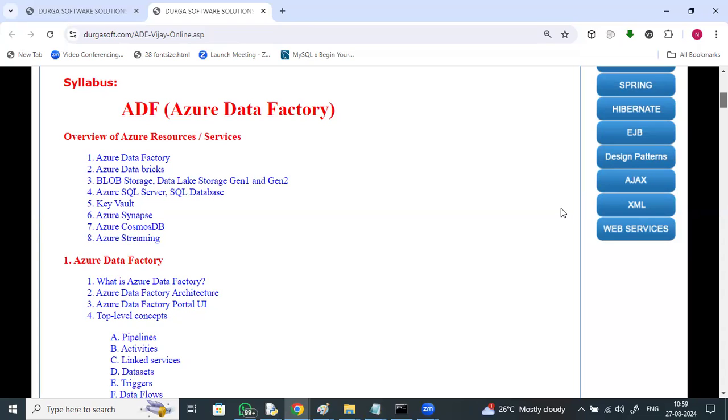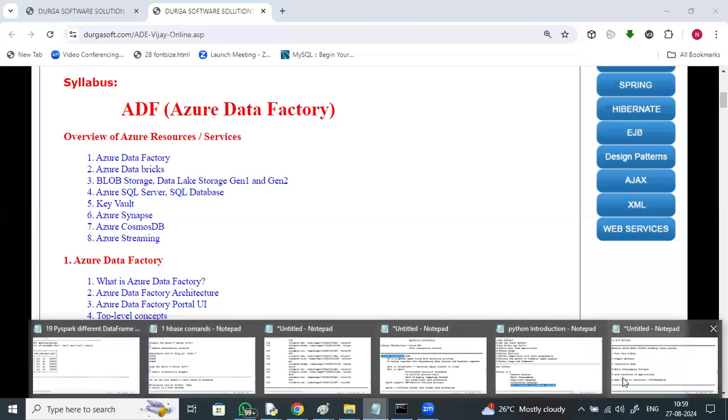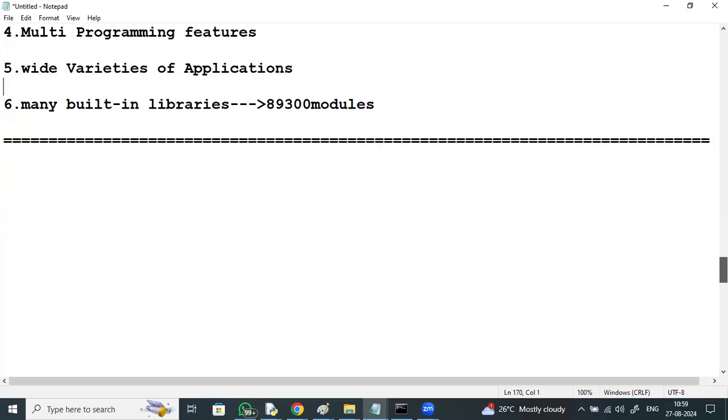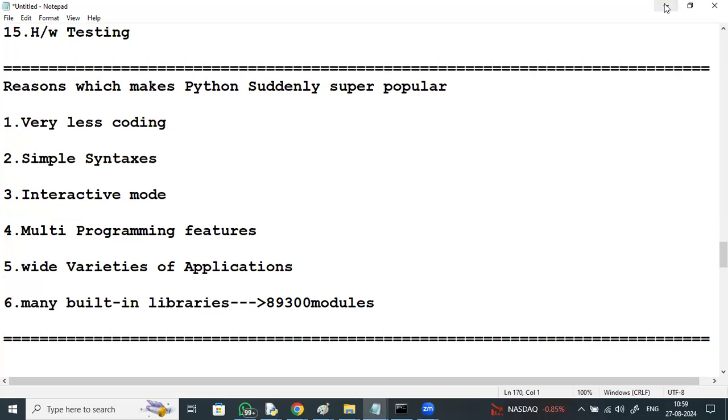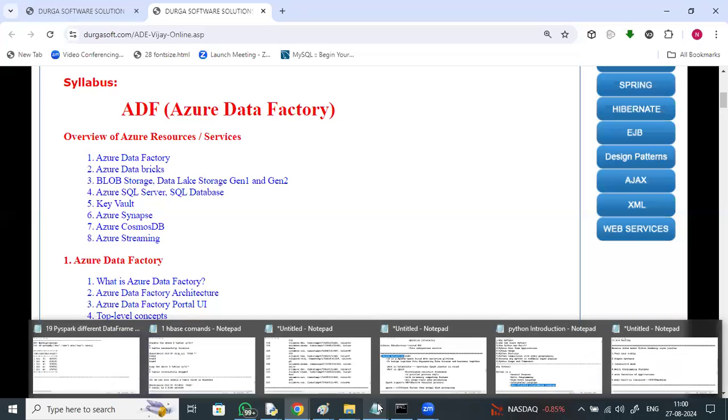This is the batch I'm going to start with ADF. One more thing about the timings, I'll make it clear. Just observe here. In the last class, one second, sorry.